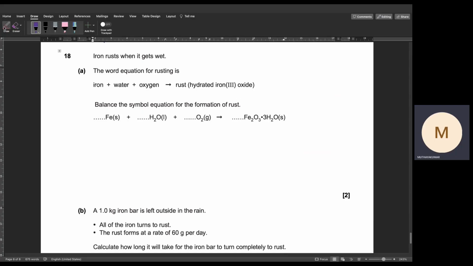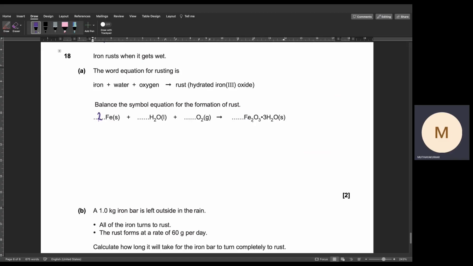So we are given the symbol equation, we just need to complete it. I would start by balancing the iron first. We've got 2 atoms of iron on the right and only 1 on the left. So we can put a 2 there.